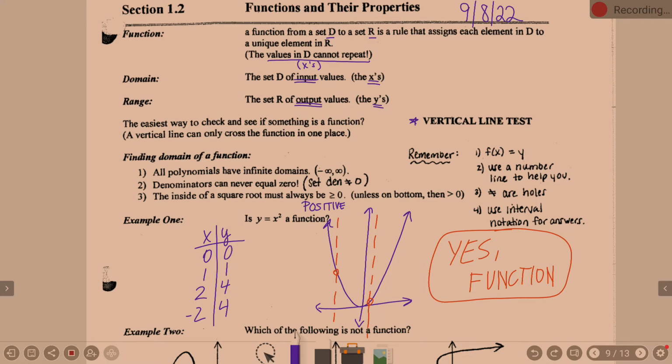We looked at y equals x squared. We said it's a function, right? And we talked about a couple of different reasons why. Example 2.